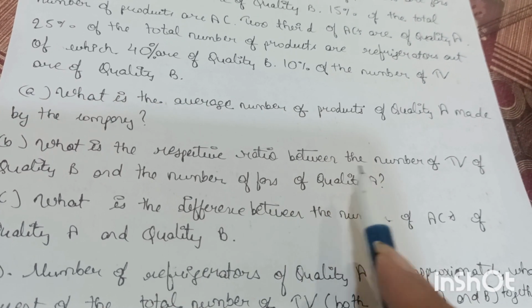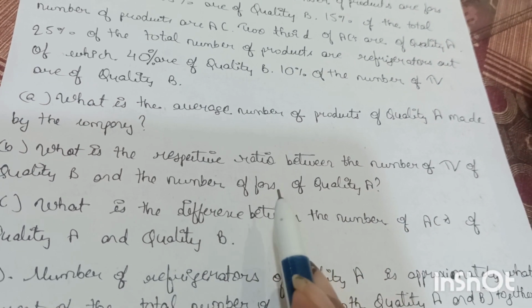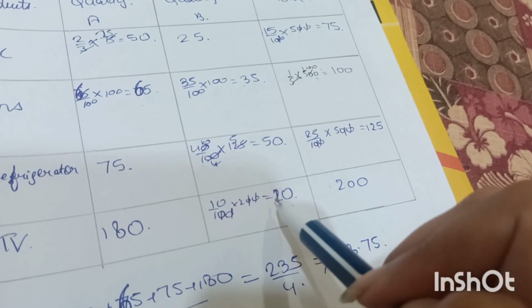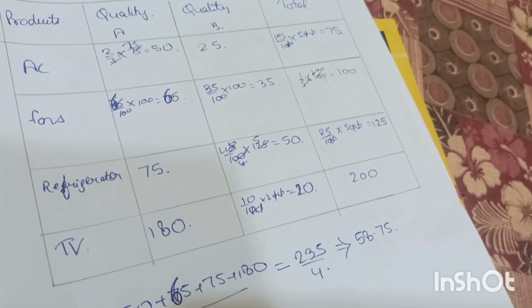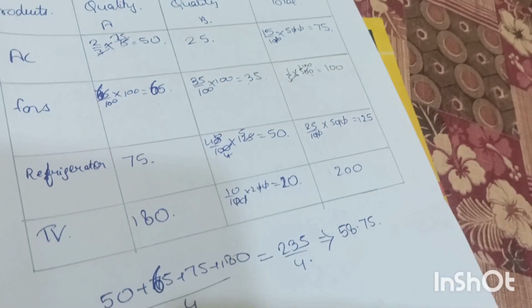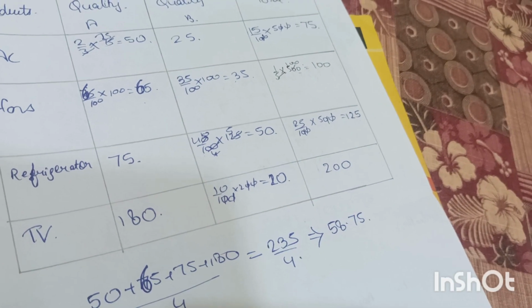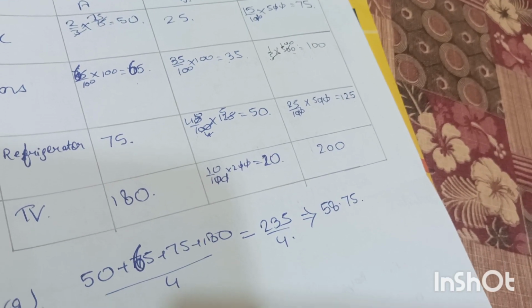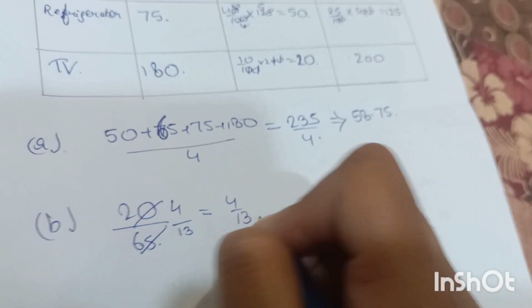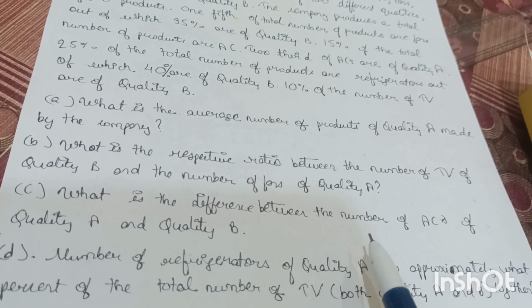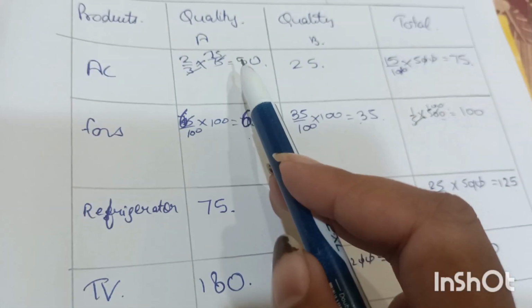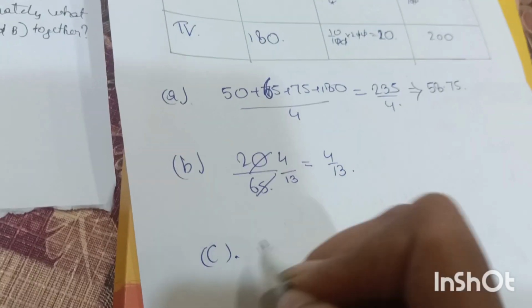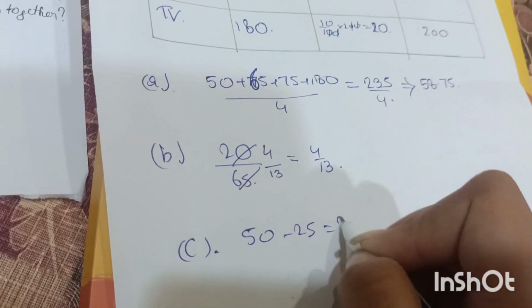Then we have to find the ratio of TV of quality B and number of fans of quality A. TV of quality B is 20 and fans of quality A is 65. When you will cancel it out, you will get the value as 4 upon 13. So now what's the difference between the number of AC of quality A and quality B? AC quality A and quality B. 50 minus 25 will get the value as 25.